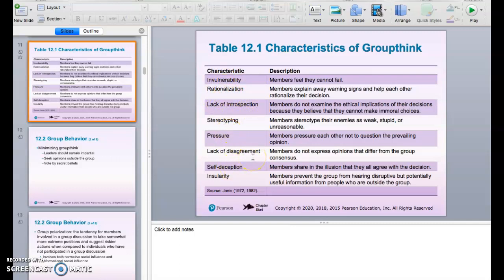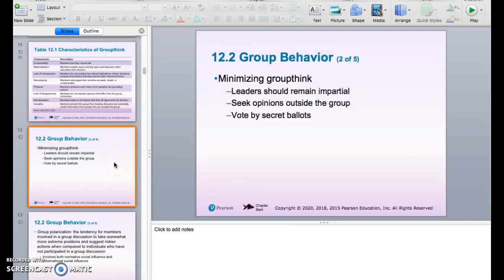Sometimes members don't express their own opinions if they differ from the group because they don't want to be the odd man out, and so forth. Okay, and then there's some ways we can minimize groupthink. You'll want to be looking at those, and definitely the government employs some of these tactics to try to minimize groupthink, although it is hard when we're thinking within a group and making decisions within a group.